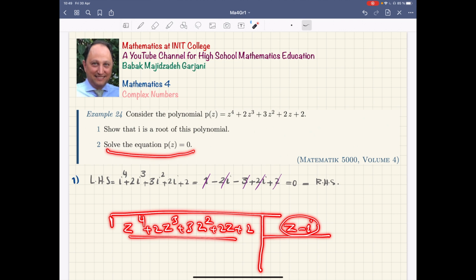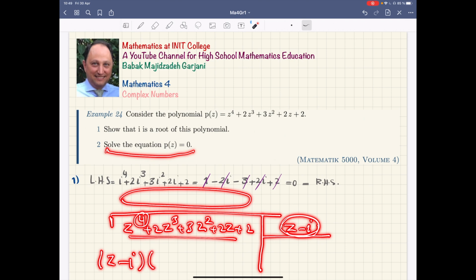Yes. Elaborate more a little bit. Exactly, exactly. So it means that if I divide this by a first degree polynomial, because the degree here is 4, what will be coming in my quotient? It would be a third degree. Then what do I have? I will have z minus i multiplied by a third degree polynomial. Yes, third degree. And then, of course, equals 0.